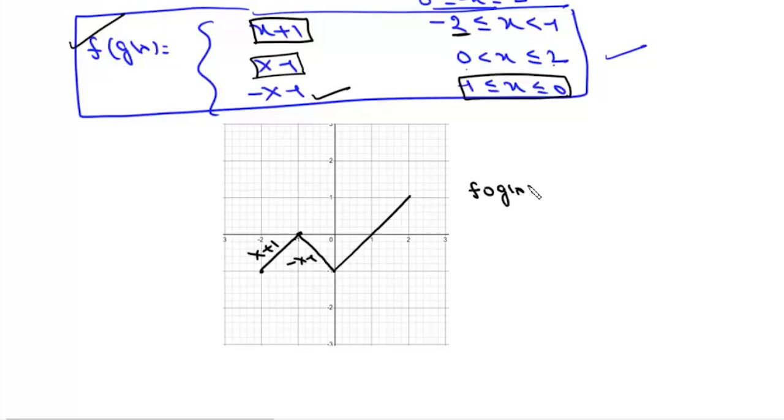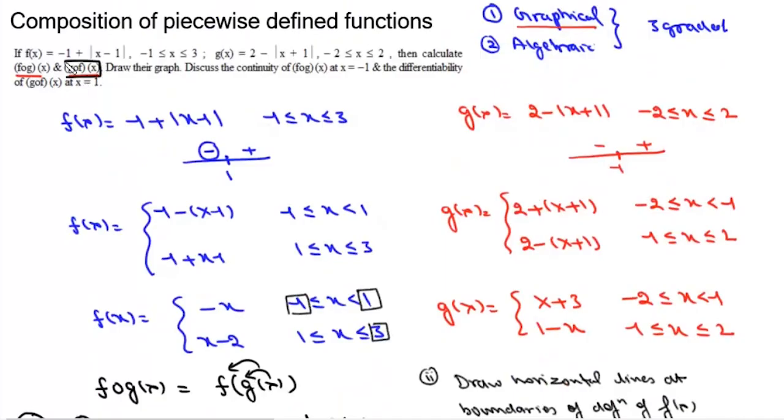f of gx. Now clearly this function is continuous in minus 2 to 2, and it is not differentiable at these two points where we have these corners. So not differentiable at x equals minus 1 and x equals 0. So this is how we can write composite functions from the two given functions fx and gx. Now we'll draw the graph of g of fx, and here I'm just going to use the graphical method.